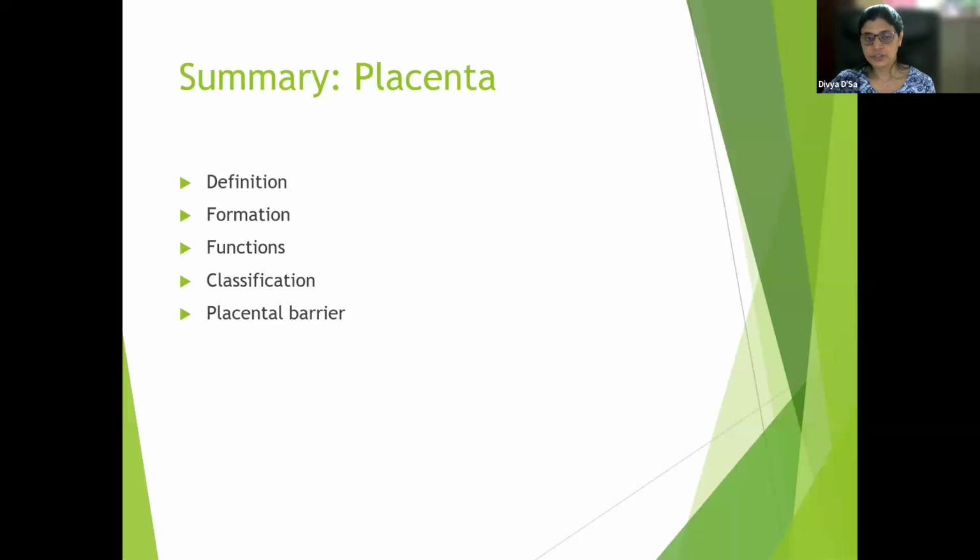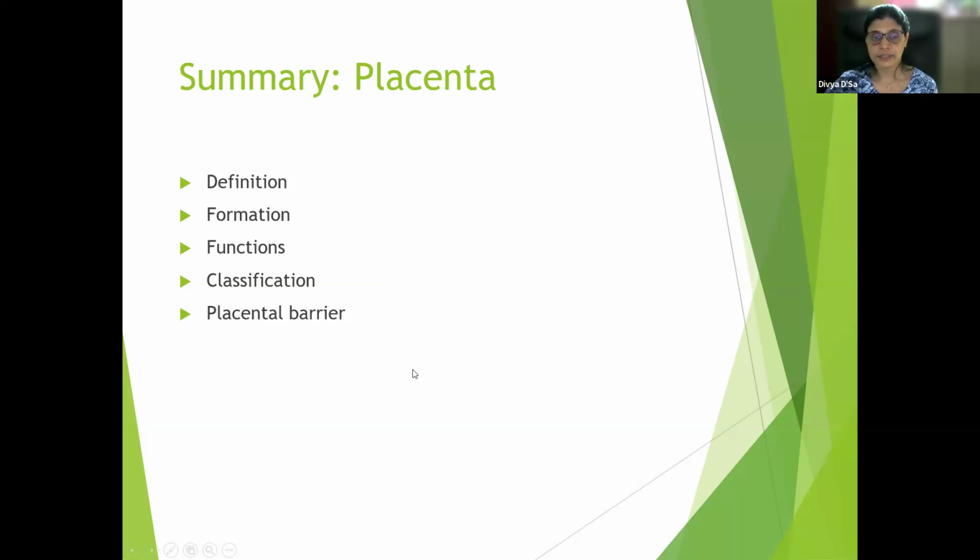So what are the functions of the umbilical cord? It basically forms a passage for the structures, mainly blood vessels, from the fetus to the placenta, that is the maternal placenta. So these are the things we need to write about placenta.